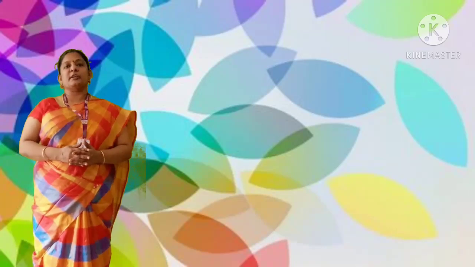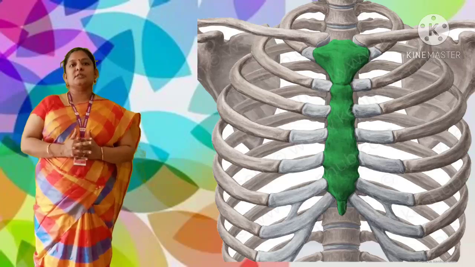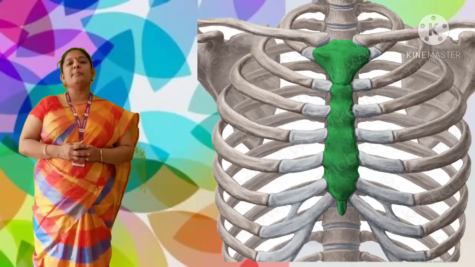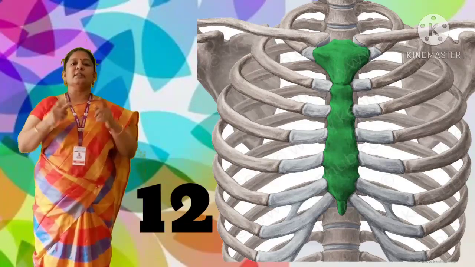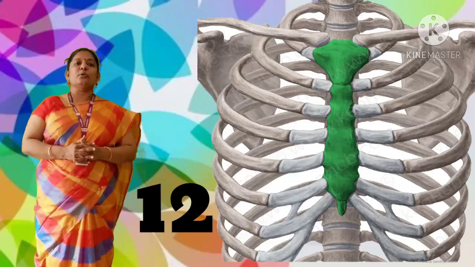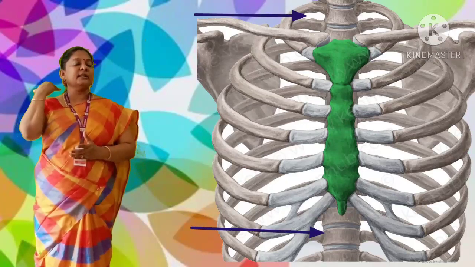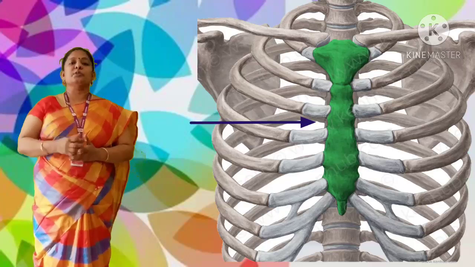The main organs, our lungs and heart, are protected by the rib cage. The rib cage occupies the chest region. It is a cone-shaped structure made up of 12 pairs of ribs. Pairs means right side and left side. The ribs are attached to the vertebrae at the back side. In the front portion, they are attached to the chest bone, the sternum.